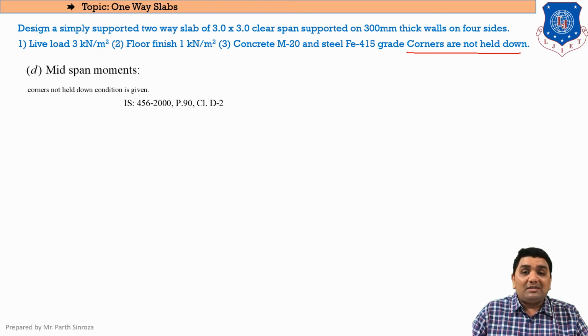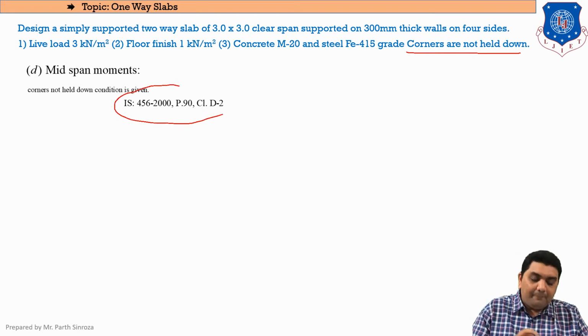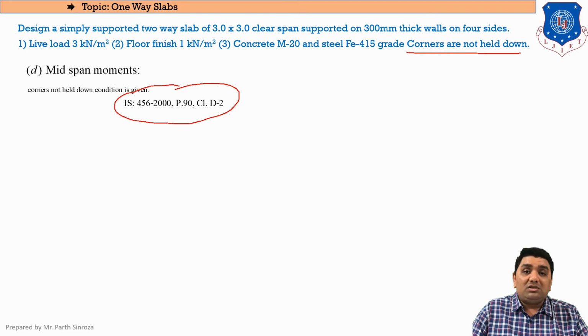It is given in the question as corners are not held down. So for that, what to do when the corners are given to be held down and what to do when corners are given as not held down, for that we'll be moving to page number 90 of your IS code. So I request you all to pause this video, take your IS code and move to page number 90 because it is very important for solving a two-way slab problem.